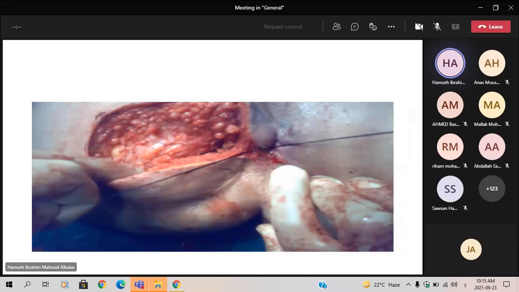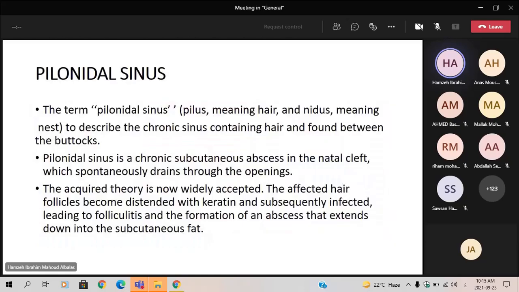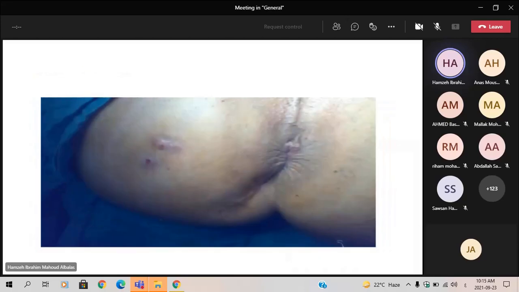Then we can open the tissue and insert a seton, which is inserted through the fistula, and we leave it for a long time, one month, six weeks. Then we do another surgery. So the treatment of fistula sometimes is complicated, especially if it is a high fistula or long tract fistula like this.